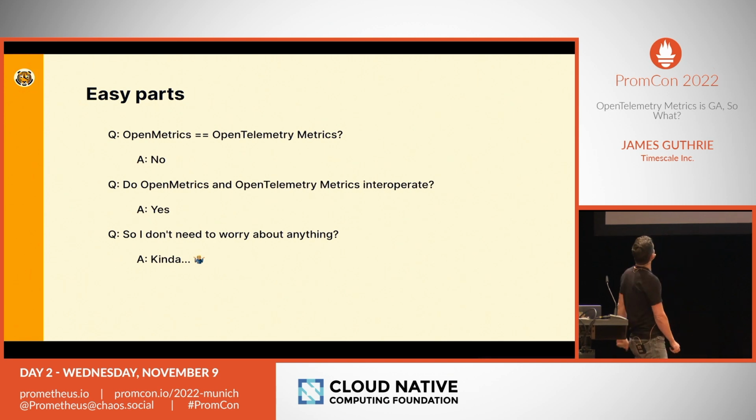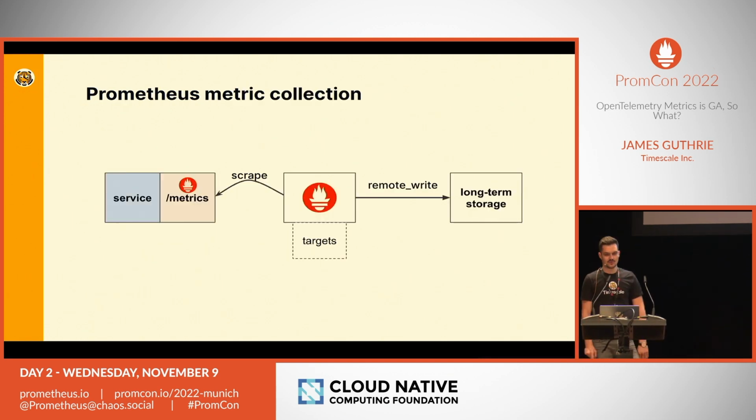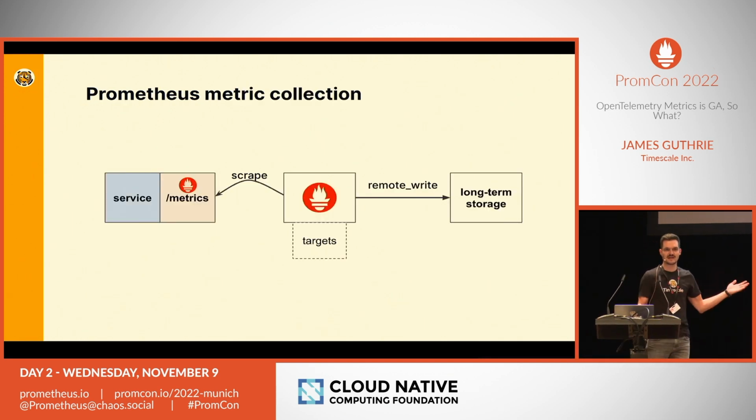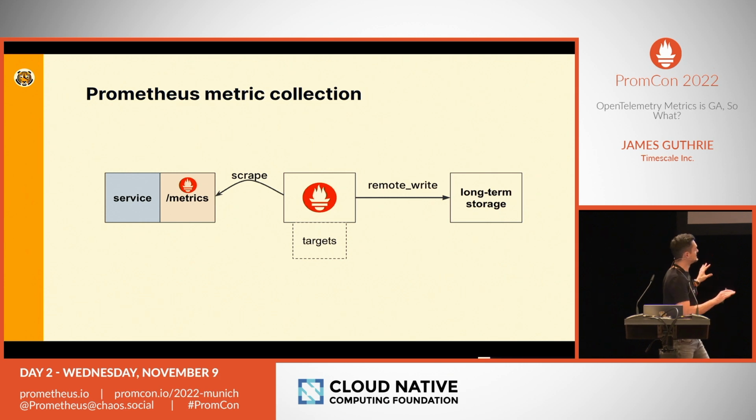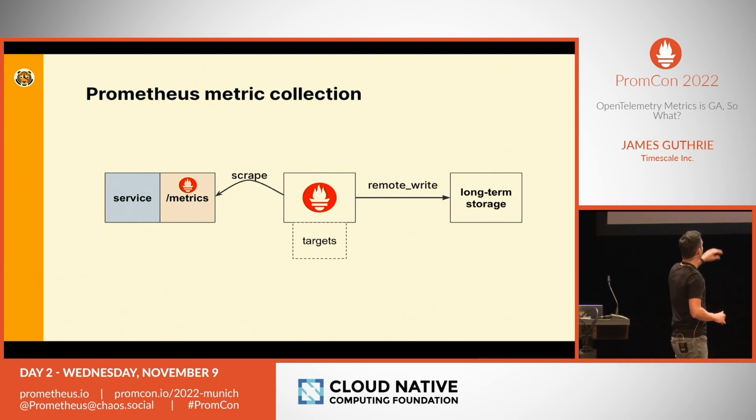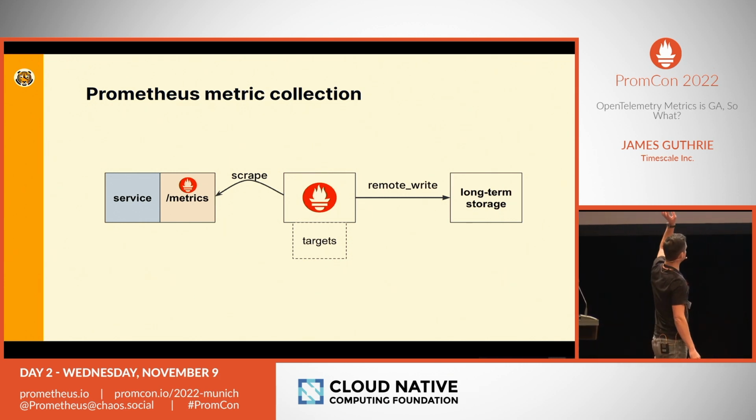So let's start with something that you will know. This is, again, the operator's point of view. This is how you will see your world with metric collection. We've got a service on the left. It's exposing a Prometheus metrics endpoint. We've got a Prometheus in the middle. It's got a list of targets. It's scraping the targets. It's getting the metrics. And maybe we've heard a lot about different long-term storages. Maybe you're using remote write to write into a long-term storage.